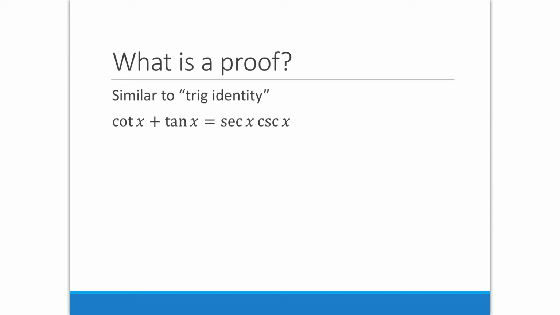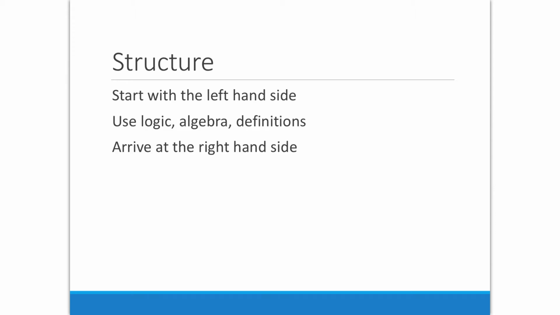Generally, the structure is as follows. You start with the left-hand side of the trig identity. Then you use logic, algebra, trig definitions, and you work it and you work it, and eventually you've been able to transform the left-hand side into the right-hand side. And then at the bottom you put left-hand side equals right-hand side, and you've completed your proof.